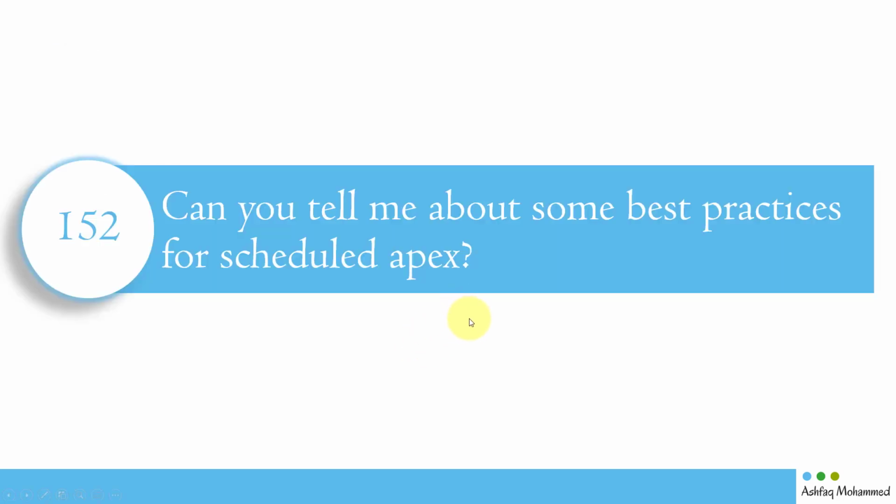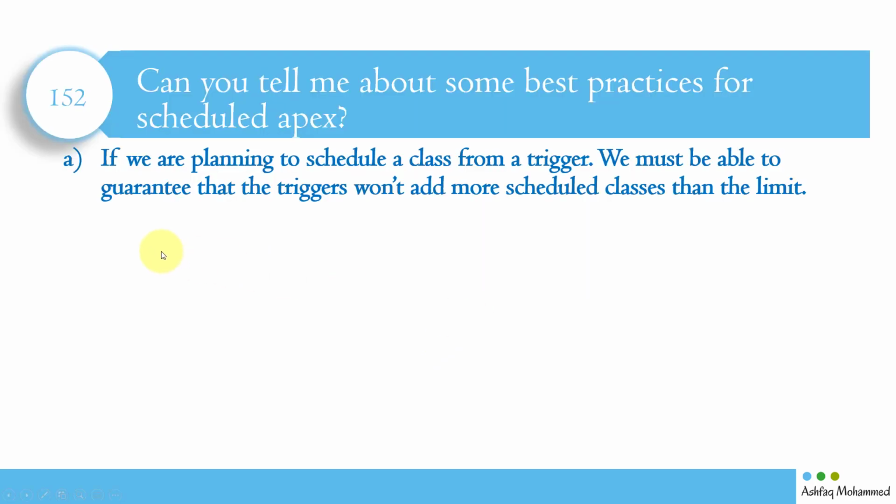Can you tell me about some best practices for scheduled Apex? Yes, we can. If you're planning to schedule a class from a trigger, we must be able to guarantee that the trigger won't add more scheduled classes than the limit. This could sometimes be a requirement. There are alternate ways as well, but sometimes it is required. So we should make sure that we are not triggering that scheduled job a lot of times.